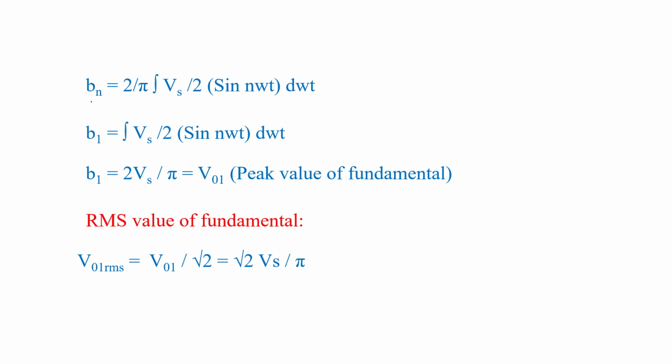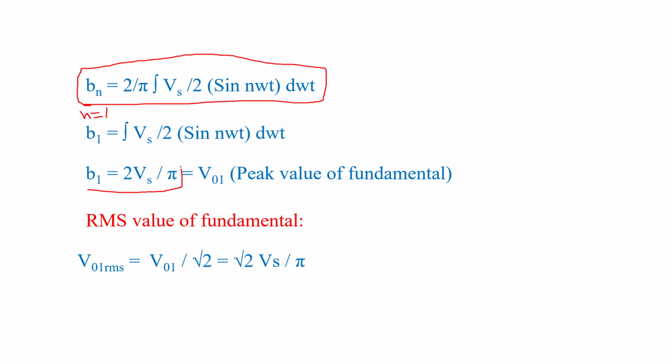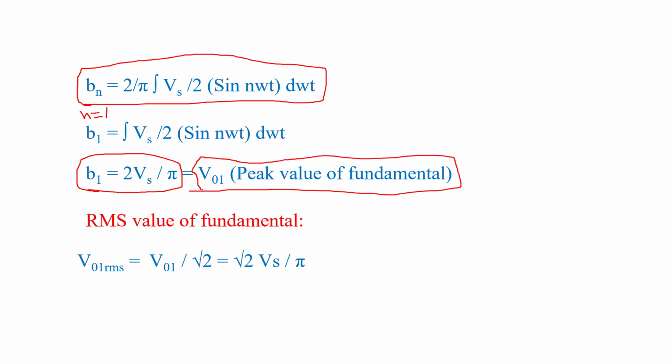So to find different components of Bn, we know the formula. Bn equals 2 by 2 pi integration of Vs by 2 sine n omega t d omega t. If we want to calculate the first fundamental component, then here we put the value of n equals 1. So in place of n, here we put 1. After putting 1, we get B1 equal to 2 Vs by pi. This is the value of the first fundamental component of the output waveform. So in this way we calculate the first fundamental component.